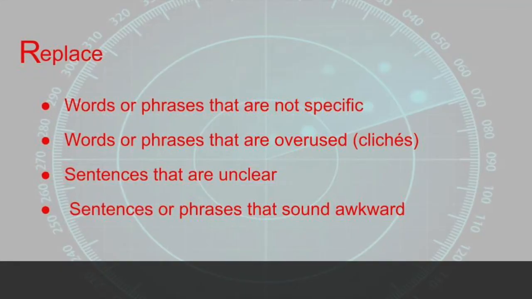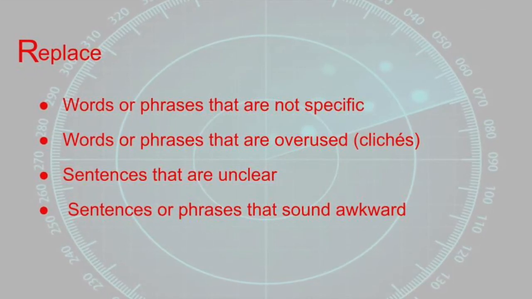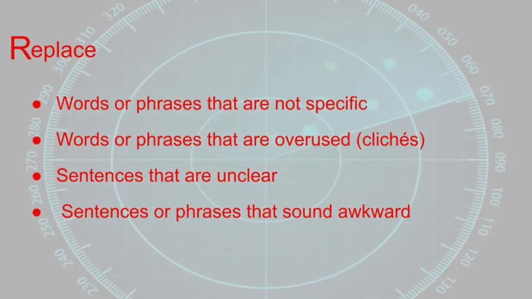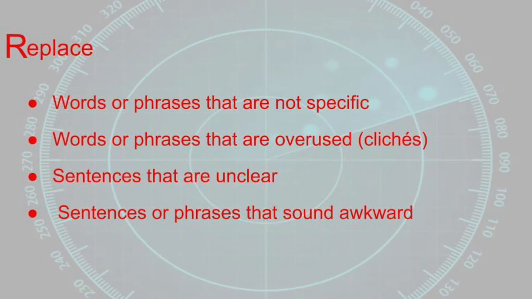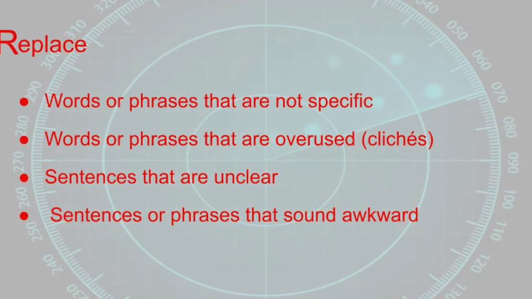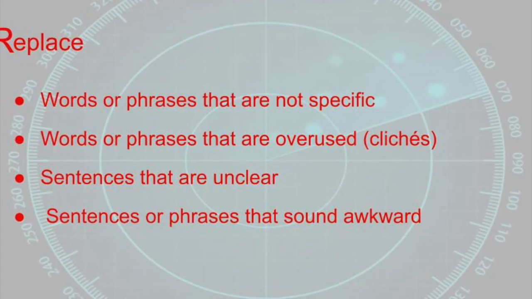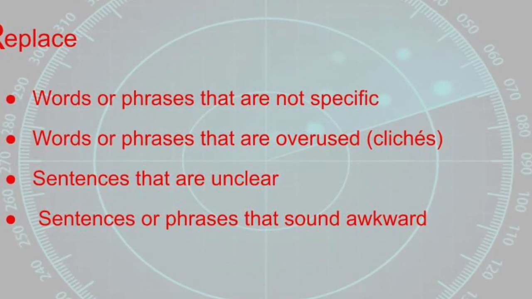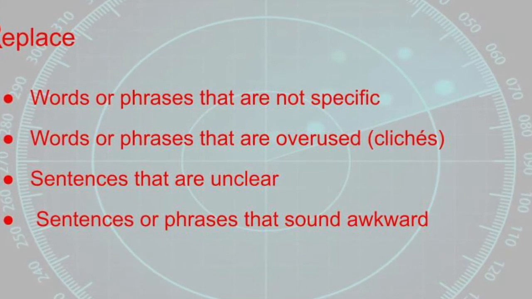Some things you can replace are anything that is not specific, that's too vague or too general. Anything that is overused, like cliches that have kind of lost their power. Anything that's not clear enough, you don't want to confuse your reader. And anything that just sounds awkward, you want the words in your story to flow.